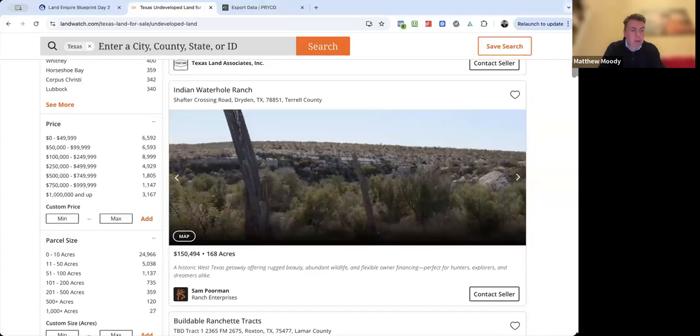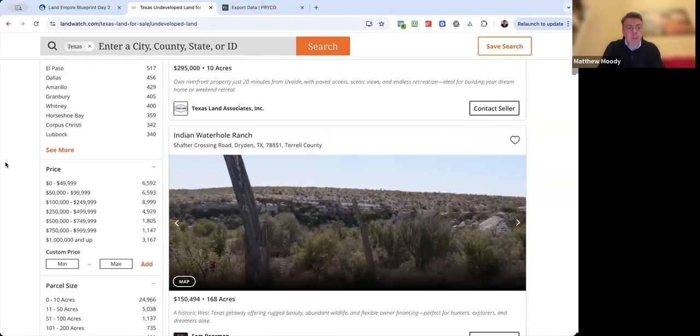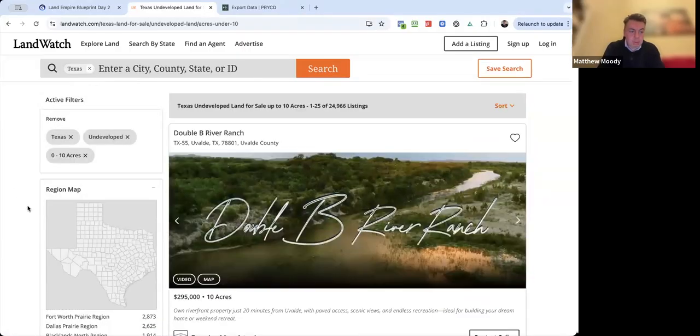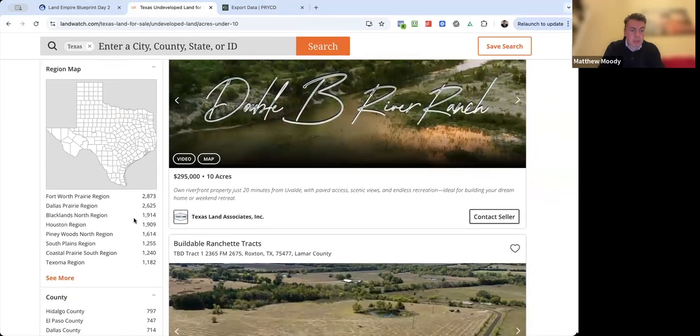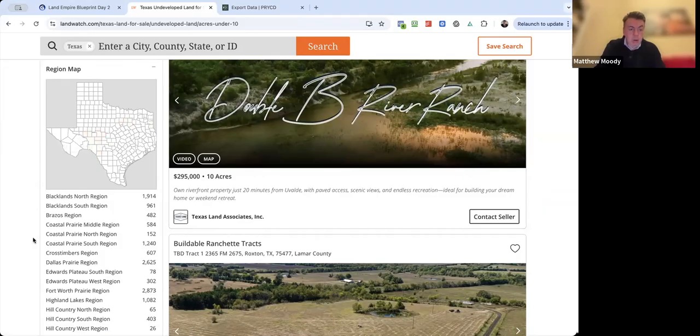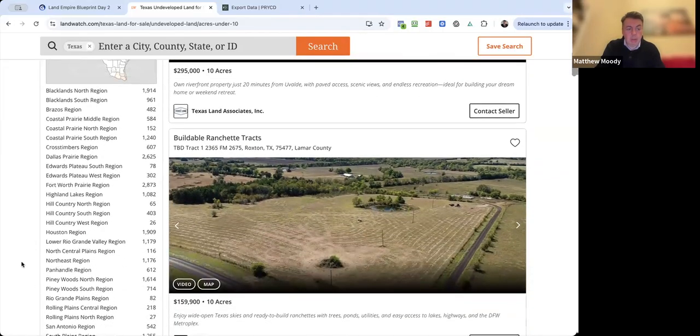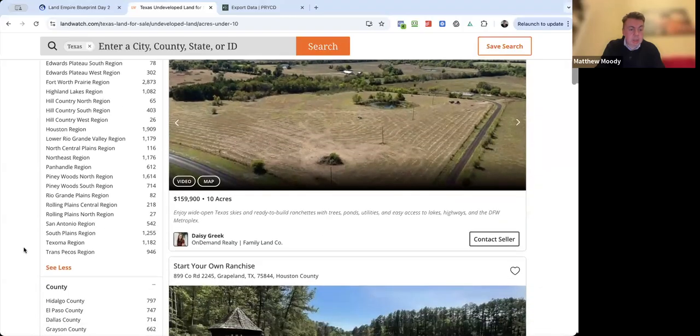So what I'm going to do is, again, just for using as an example, we're going to choose not 10 acres, just to kind of bring down those numbers a little bit. And what you'll see happening here is these numbers are all changing. So Fort Worth was about 3,600. It's gone down to 2,800. If you click on see more, you can see all the details for all of the different counties. So these are all counties in the state of Texas.